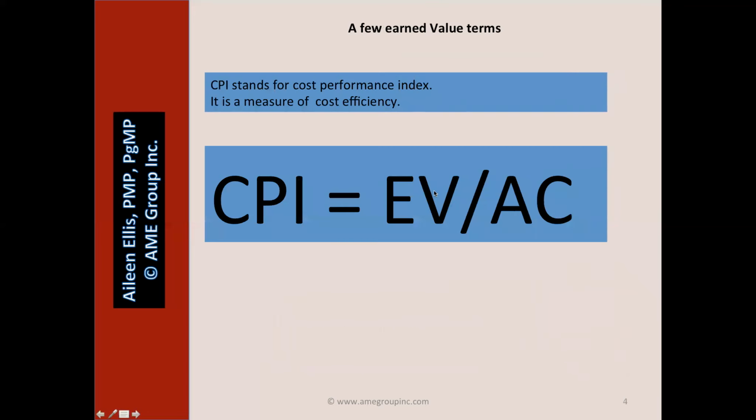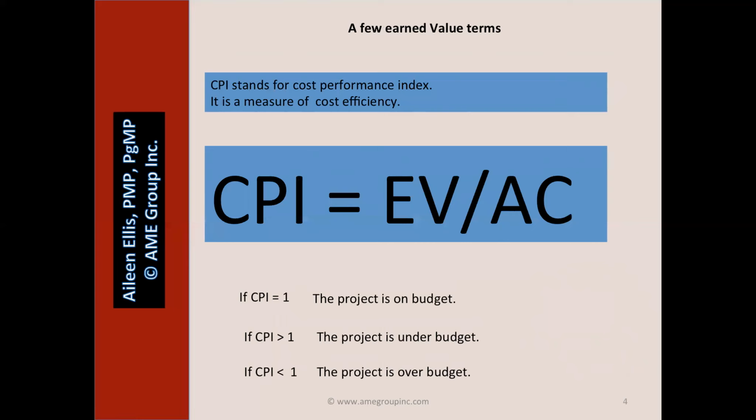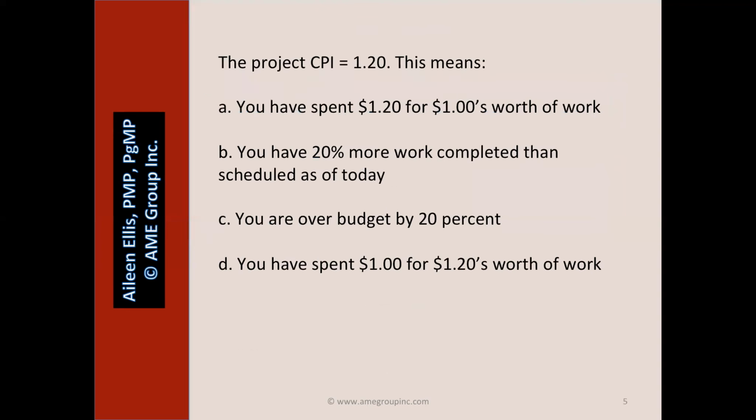CPI stands for Cost Performance Index. It's a measure of cost efficiency. If CPI equals 1, the project is on budget. If CPI is greater than 1, the project is under budget. The value of the work is greater than the money spent. If CPI is less than 1, the project is over budget. The value of the work complete is less than the money spent.